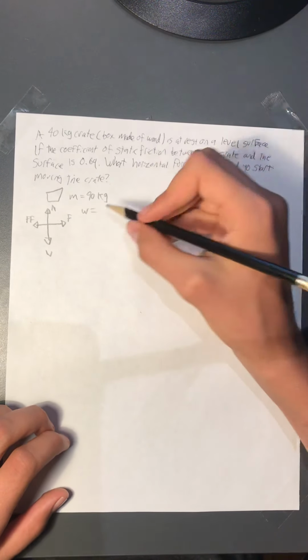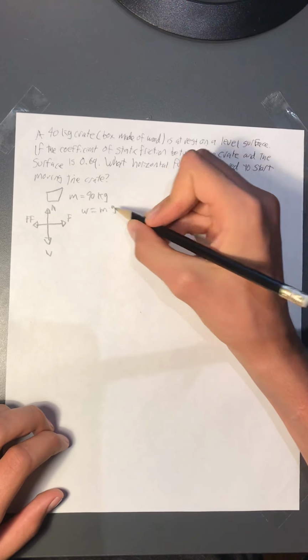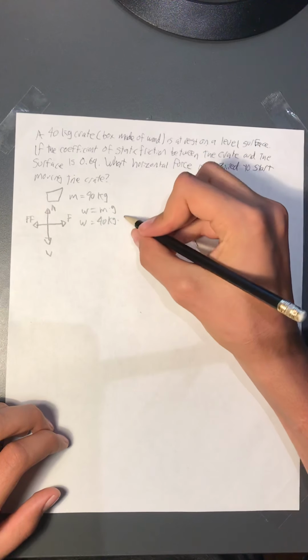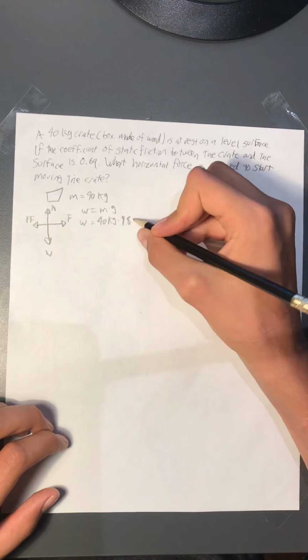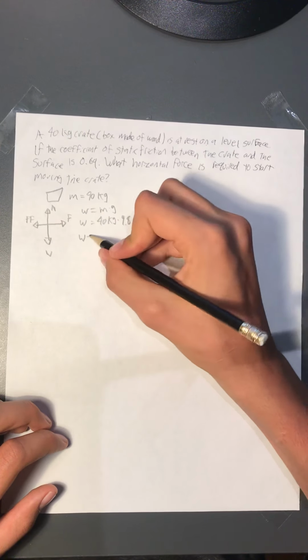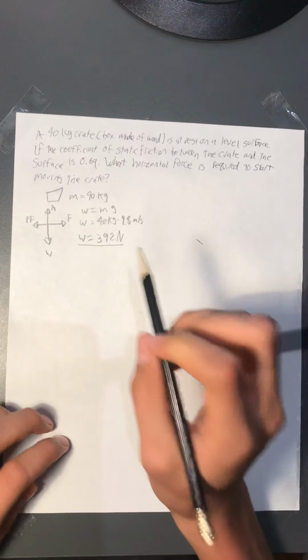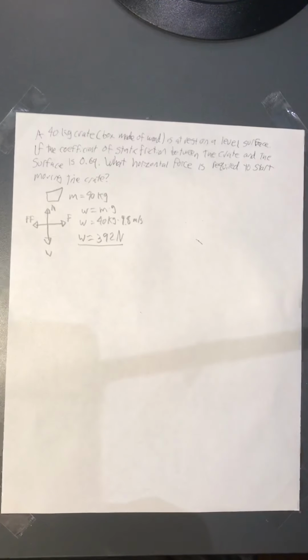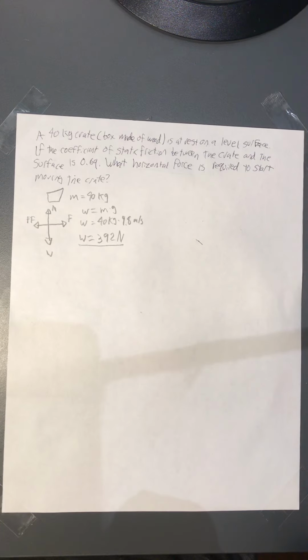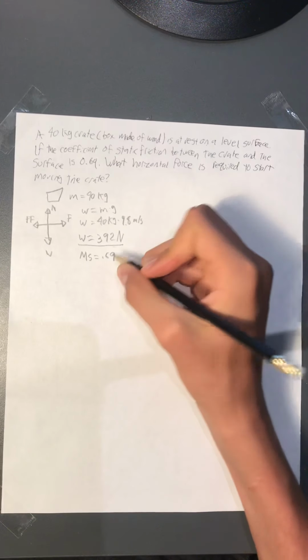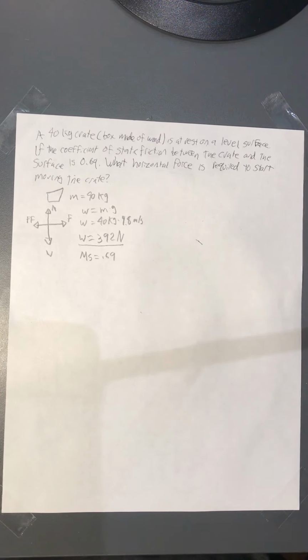For that, we'll need that weight is mass times gravity. Our weight is 40 kilograms times our gravity, which is 9.8 meters per second squared. So that means our weight is going to be 392 newtons. So we're good for now. And our other initial information, we have a coefficient of static friction of 0.69. In this case, we want to see what horizontal force is required to start moving the crate.